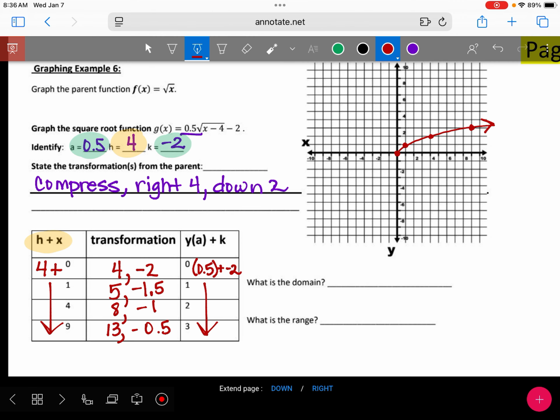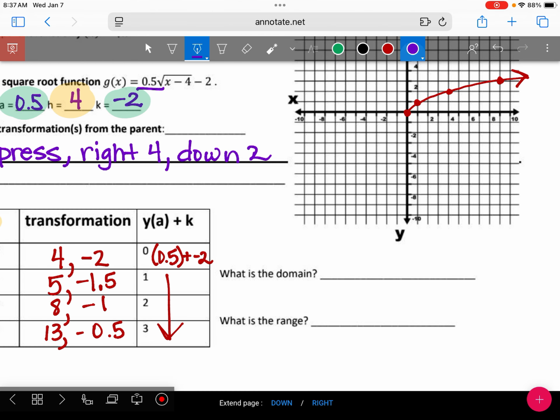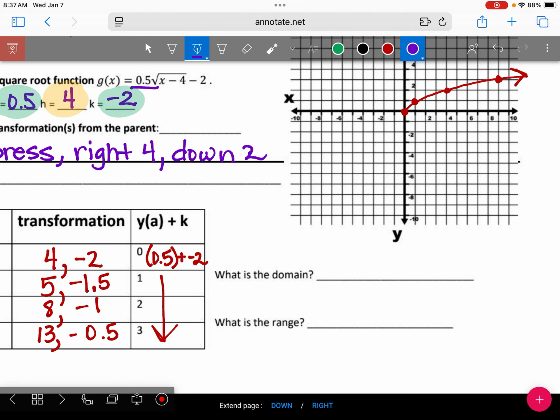Okay, so let's go ahead and graph our new function. So we got 4, down 2, and then 5, up 1.5, only goes up a tiny bit, and then 8, we're at -1, and the last one doesn't fit, so we're not going to worry about that one. So we can kind of look at it. It's going up, but it's flatter. That purple graph is flatter than the red graph.